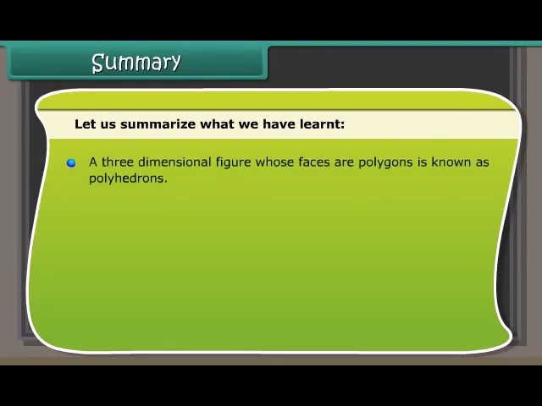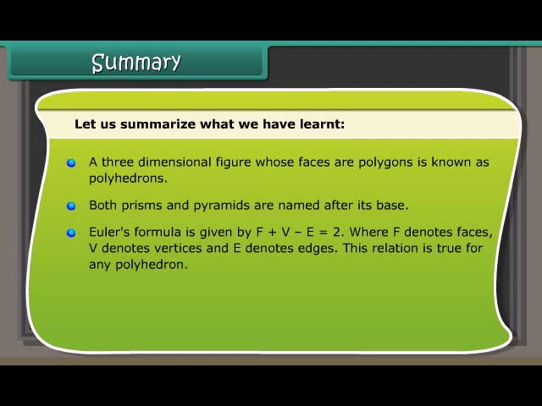A 3-dimensional figure whose faces are polygons is known as polyhedron. Both prisms and pyramids are named after their bases. Euler's formula is given by F + V - E = 2, where F denotes faces, V denotes vertices and E denotes edges. This relation is true for any polyhedron.